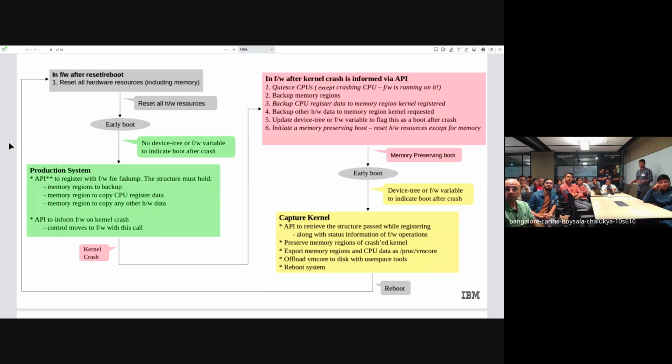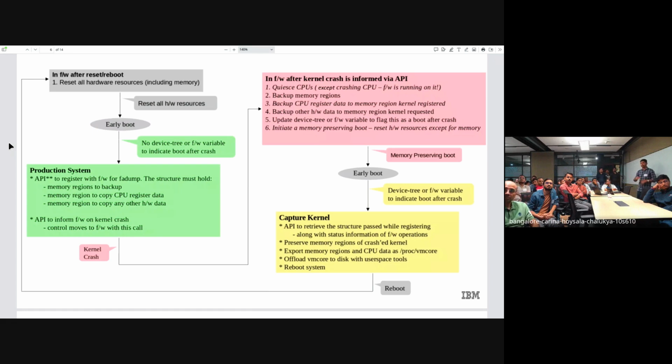Give me CPU register data and any other data you might want. Let's say hash page table entries if you want. If you want any metadata, whatever is supported by your firmware, you can request all that to be put in some memory region. Then the last thing firmware does is it is expected to add a hint, some way for the second kernel to know that it's a boot after crash.